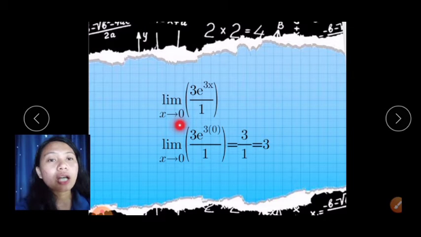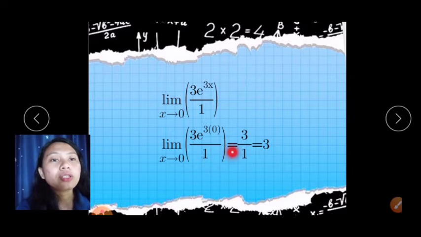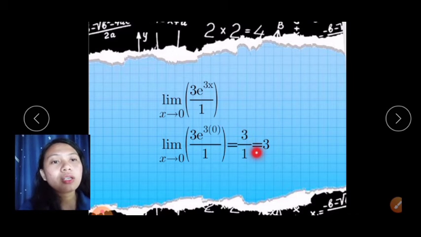We substitute 0. So we have limit as x approaches 0 of 3e raised to 3 times 0 over 1. So 3 times 0 is 0. So 3 times e raised to 0 is equal to 3. Then we just copy the 1. So we have 3 over 1. So by simplifying, we have a final answer of 3. So the final answer of number 1 is 3.